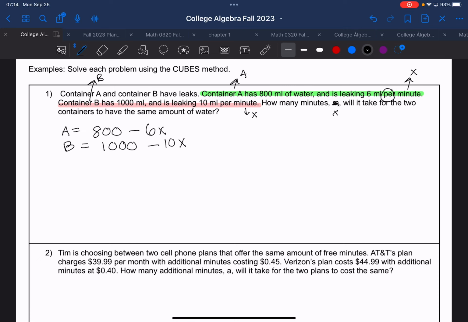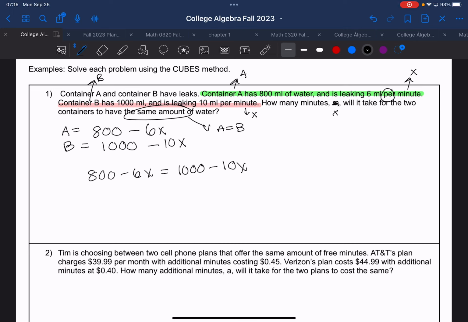Say it a little louder. Equal to each other, yes. So in order to determine how many minutes it will take for both to have the same amount, this is your keyword here, same amount, means we're setting A equal to B. Okay, so that means that we are setting A equal to B. Well, we know that A is 800 minus 6x, and B is 1,000 minus 10x.